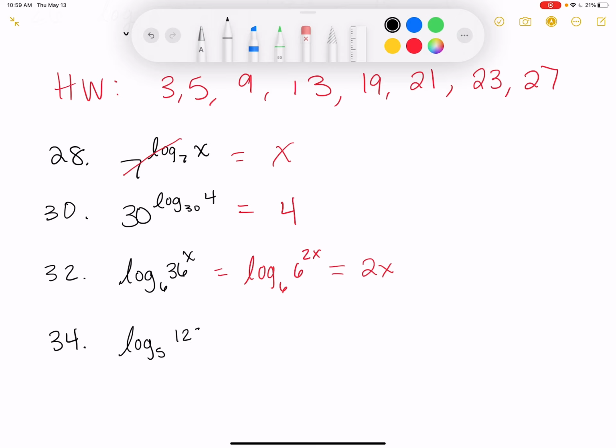Log base 5 of 125 to the x. Okay, same thing as the one before it. I need to rewrite 125 in terms of 5, so what would that be? Cubed. Okay, 5 cubed, so log base 5 of 5 to the 3x, so the answer is 3x.